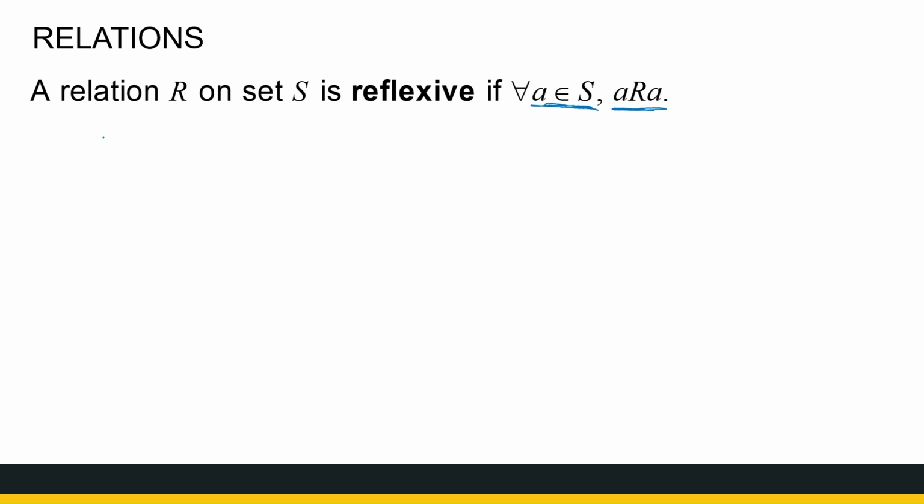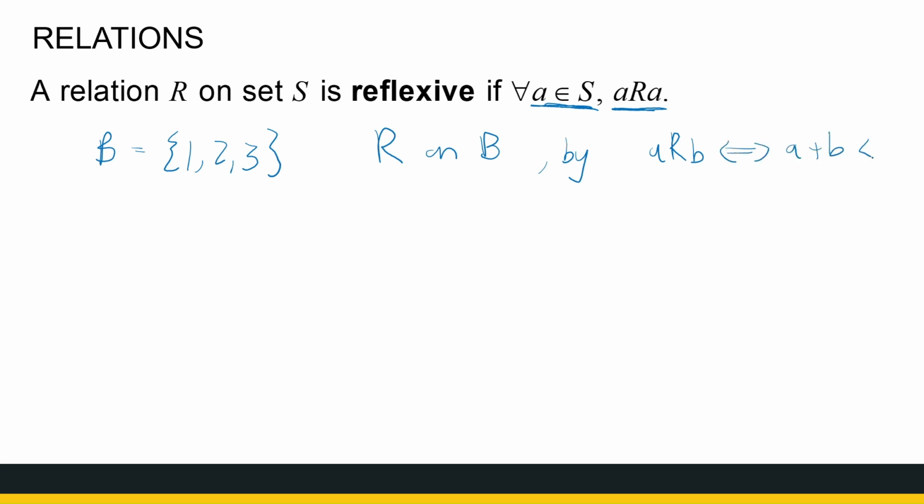So let's start with a very small example. If my set B is the elements just 1, 2, and 3, and my relation R is defined on B, and it's defined by aRb. So if I take two elements, a and b, out of the set B, that is true if and only if, let's say, a plus b is less than 10. Now if we look at those elements, very quick to check. 1 plus 1 is less than 10, 2 plus 2 is less than 10, 3 plus 3 is less than 10, 3 plus 1 is less than 10. This is going to work for all of them.